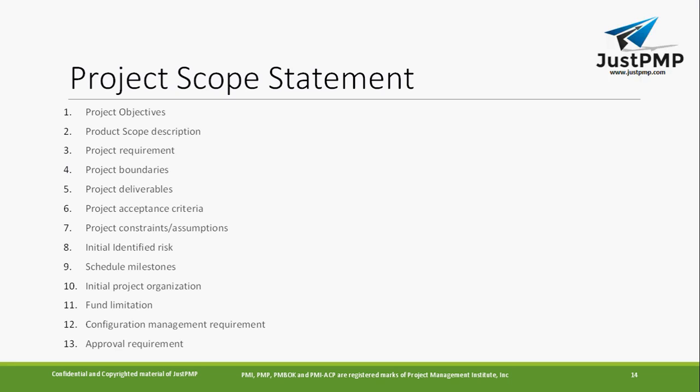Okay, the budget may be higher. You decided that this is a product for a lower budget, but unfortunately it costs you more. So that is a different thing that will come up: schedule milestones, initial project organization, funding limitations, configuration management requirements, and approval requirements. So these are the things which are specified as part of the project scope statement.